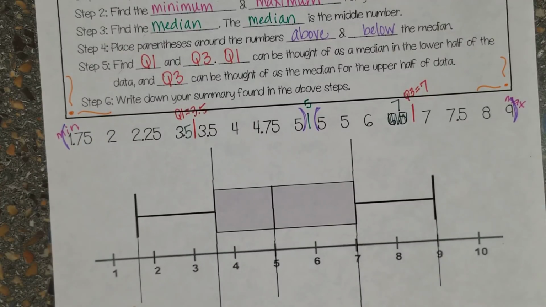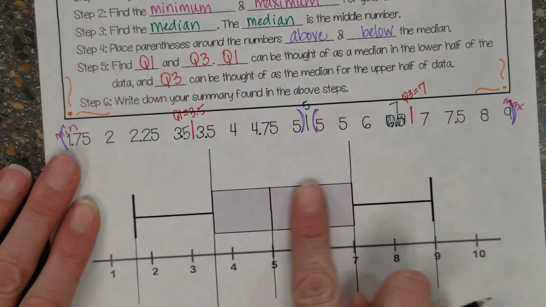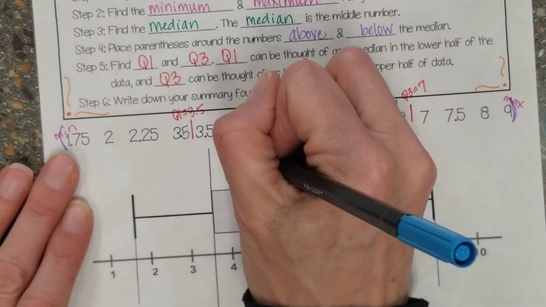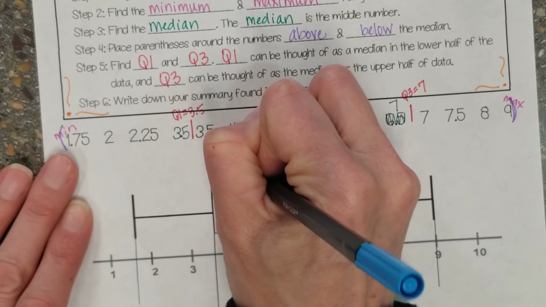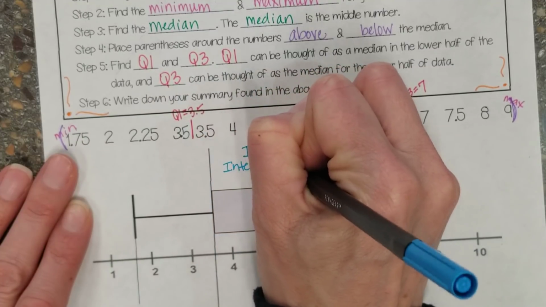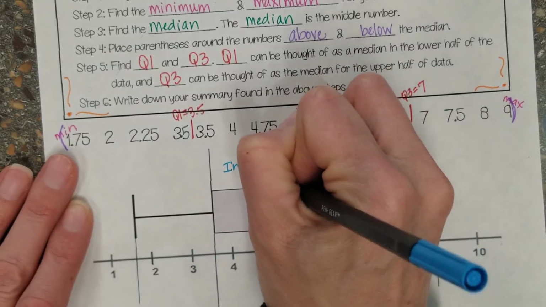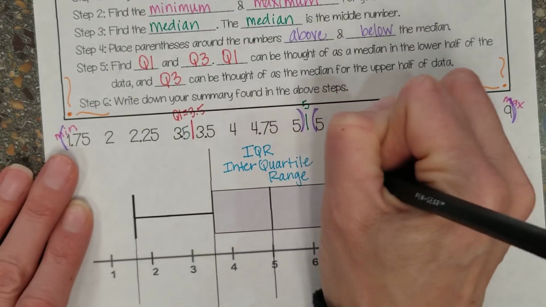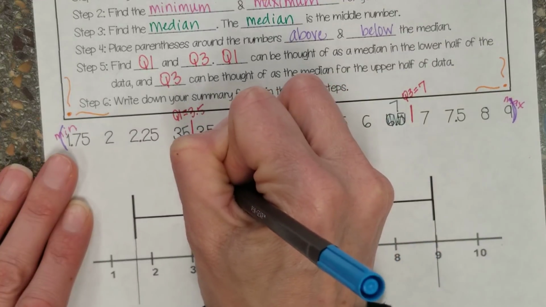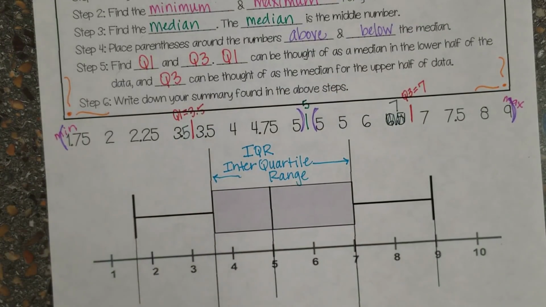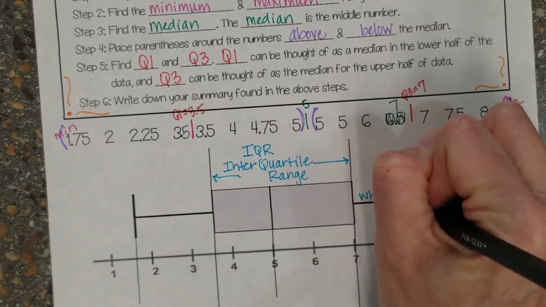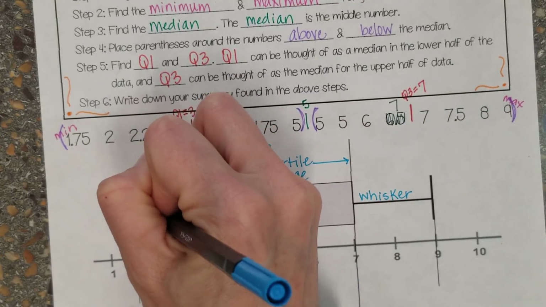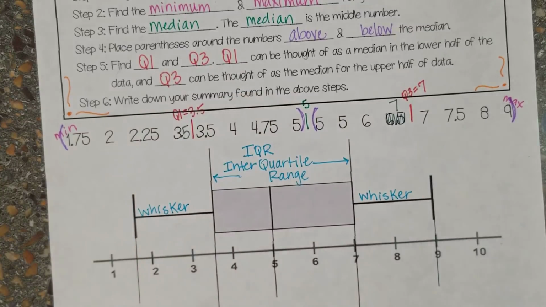So here's what we've got. So the box right here, this is what we call the IQR. It stands for interquartile range. And that's from the edge of the box to the other edge of the box. Okay, this little spot right here, this is a whisker. Hence the box and whisker plot. This one's a whisker also. Okay, both whiskers.